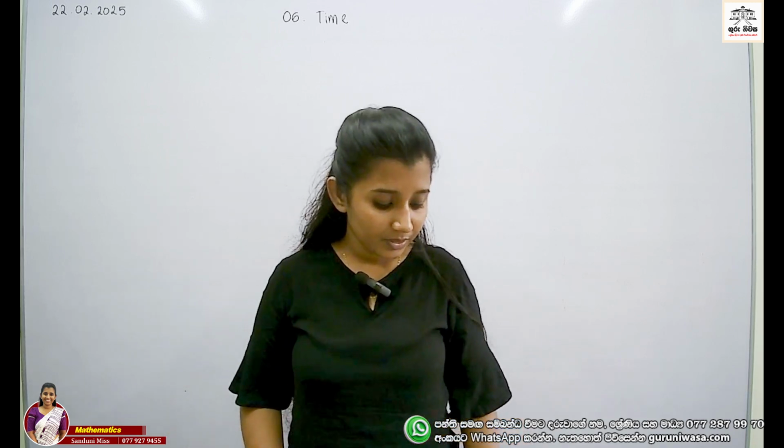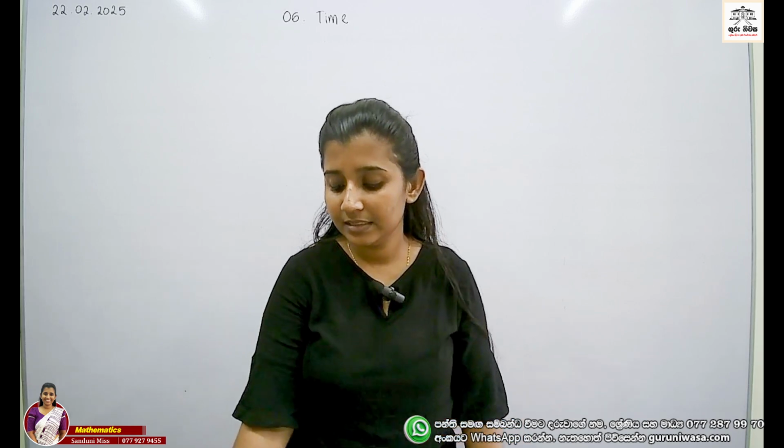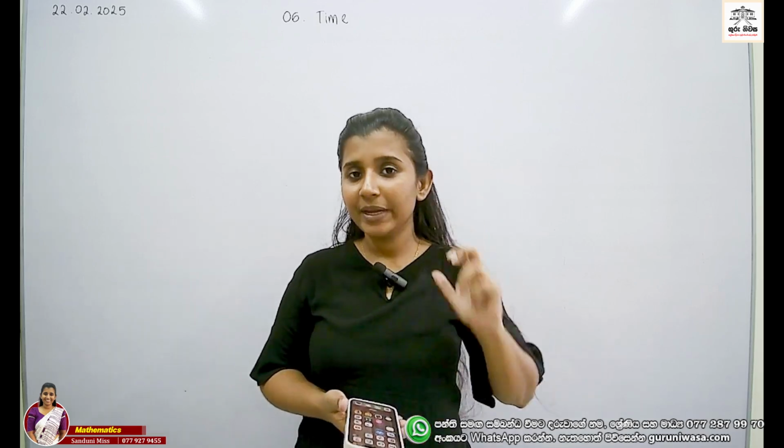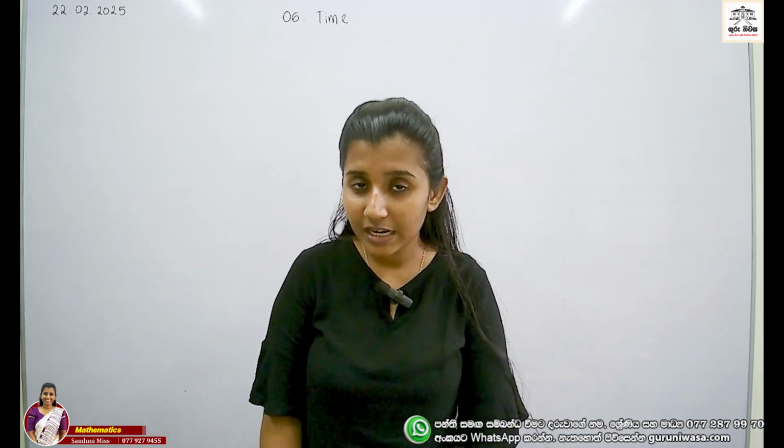Using that app, you can scan the note. You can take photos. Then you can make a PDF. After that, you can submit it to the LMS.